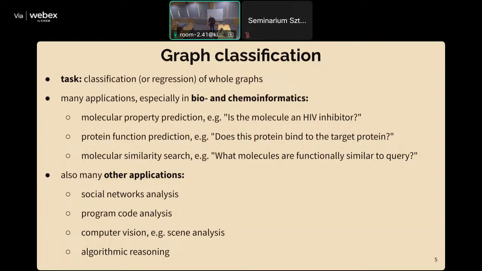And also we have algorithmic reasoning, an extremely interesting area, where we represent some tasks in terms of algorithms as graphs, and we want machine learning to automatically learn how to perform certain classical algorithms. For example, learn to sort things. So there are extremely interesting things using whole graphs. And okay, so we know why graphs, why graph classification.